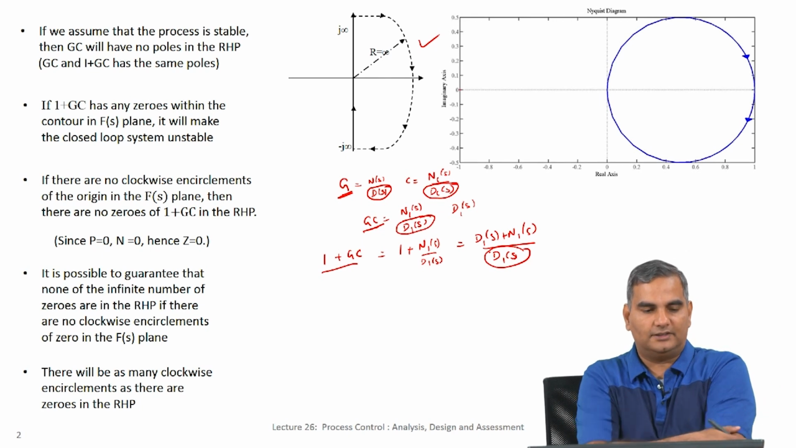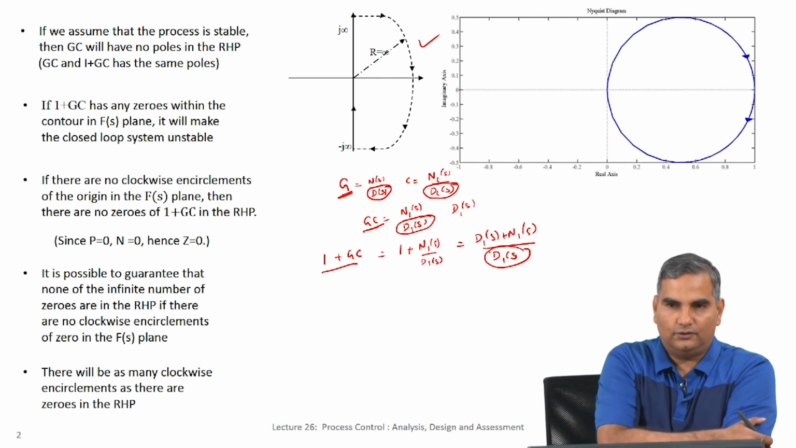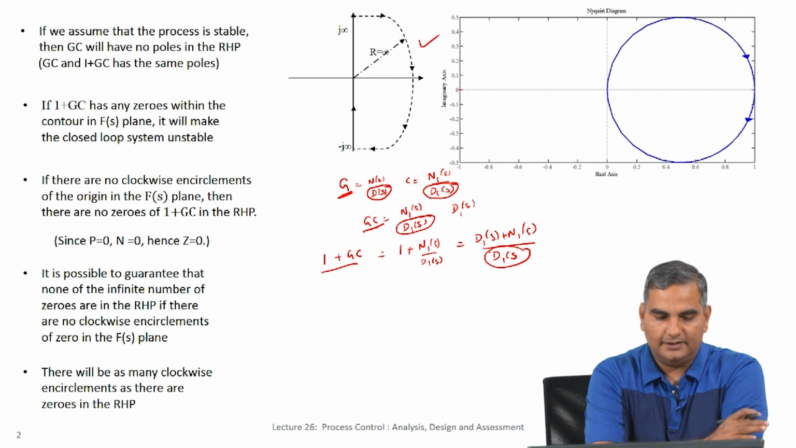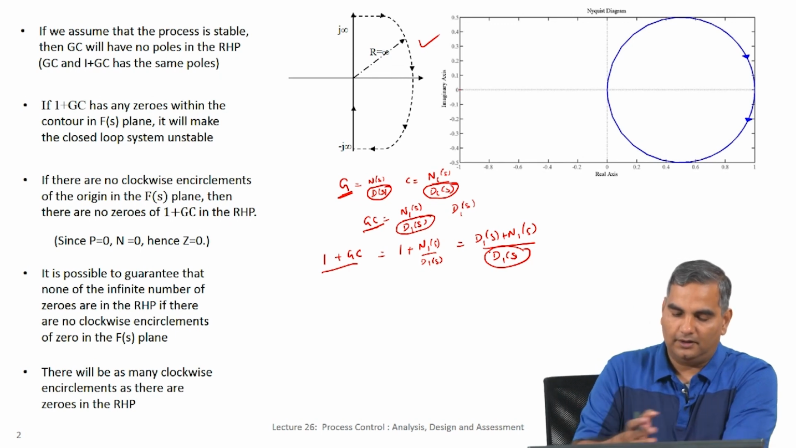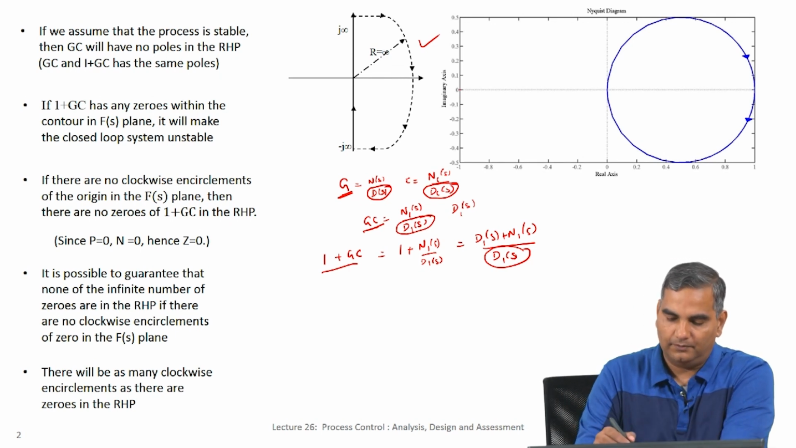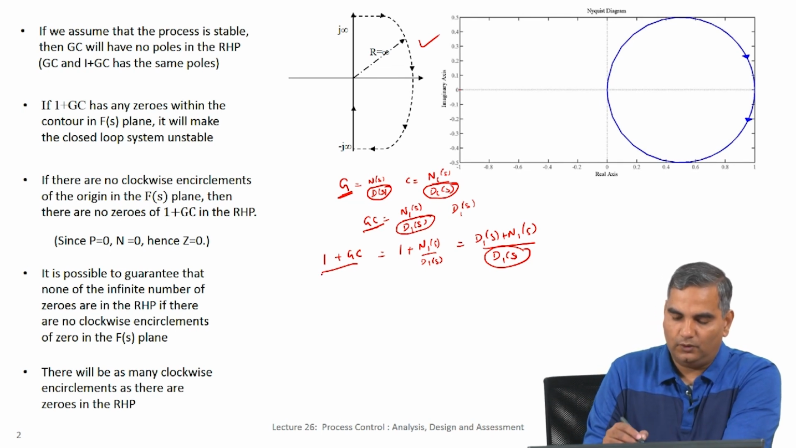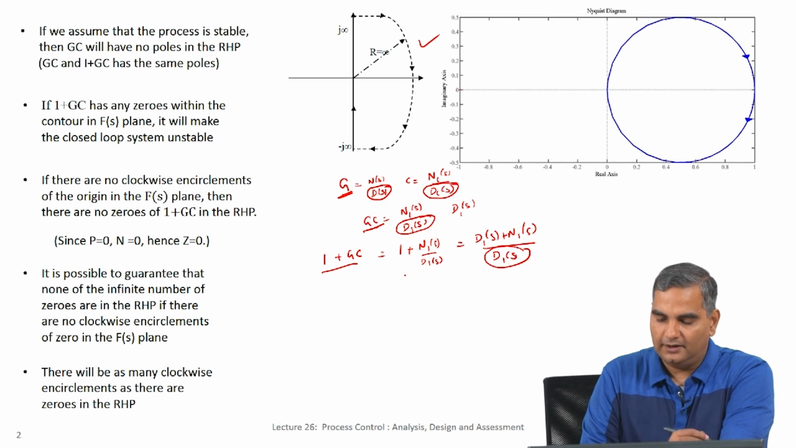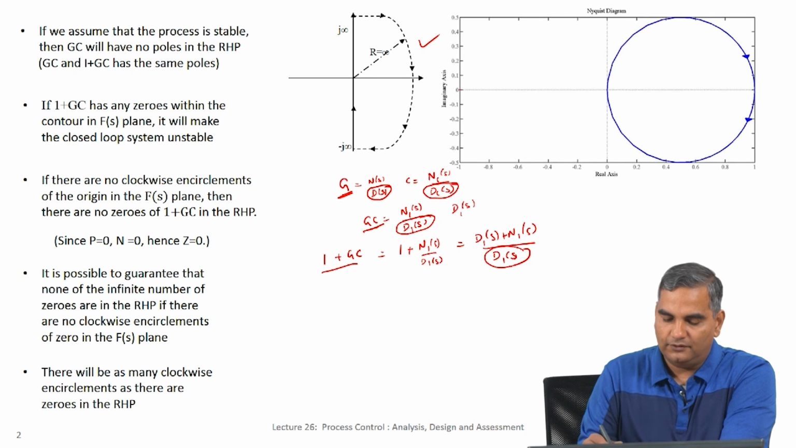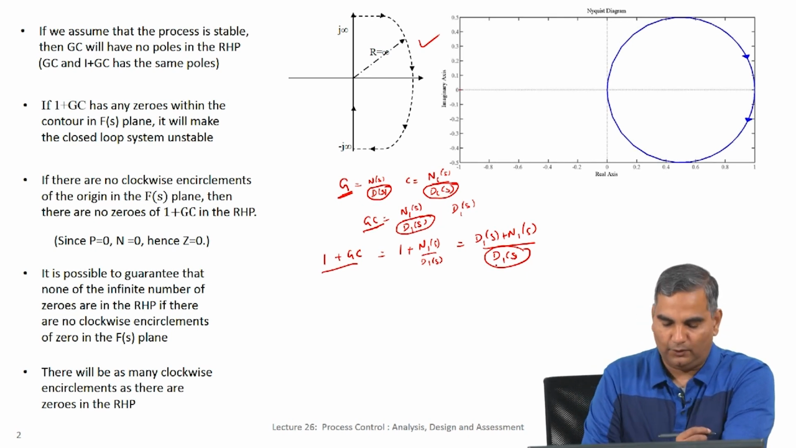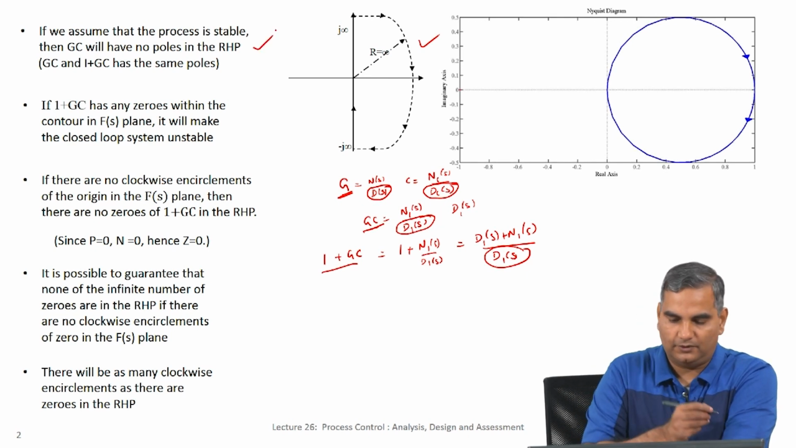So, basically what it says is, if you assume the process is stable, then GC will have no poles in the RHP. That is from this notion here, and when you actually write 1 plus GC, you write 1 plus N1s by D1s, which is D1s plus N1s by D1s. So, the poles of GC and 1 plus GC are the same. This is the first bullet point which we have to understand.